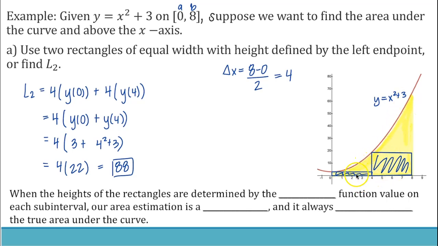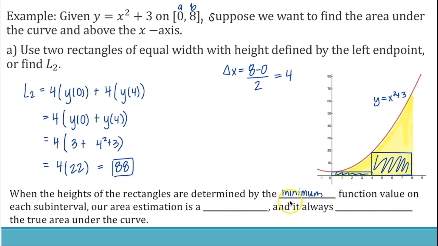There are these gaps that are happening because my rectangles are both under the curve. So when the heights of the rectangles are determined by using the minimum function value on each subinterval, by using the minimum function value. So over the interval from 0 to 4, the smallest value was that left side, and then between 4 and 8, the smallest value was again that left side.